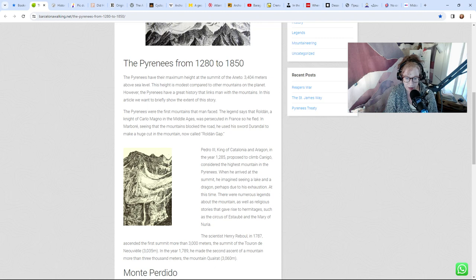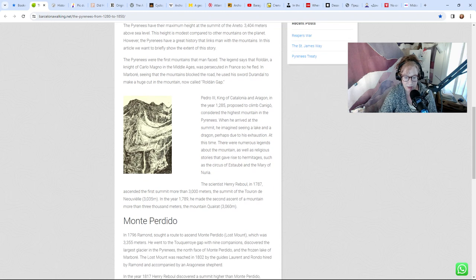Pedro III, king of Catalonia and Aragon, in the year 1285, proposed to climb Canigo, considered the highest mountain in the Pyrenees. When he arrived at the summit, he imagined seeing a lake and a dragon, perhaps due to his exhaustion. At this time, there were numerous legends about the mountain, as well as religious stories that gave rise to hermitages, such as the Circus of Estaube and the Mary of Nuria. Henry Raybould in 1787 ascended the first summit of more than 3,000 meters, and the next year he climbed the other mountain, Quararat.